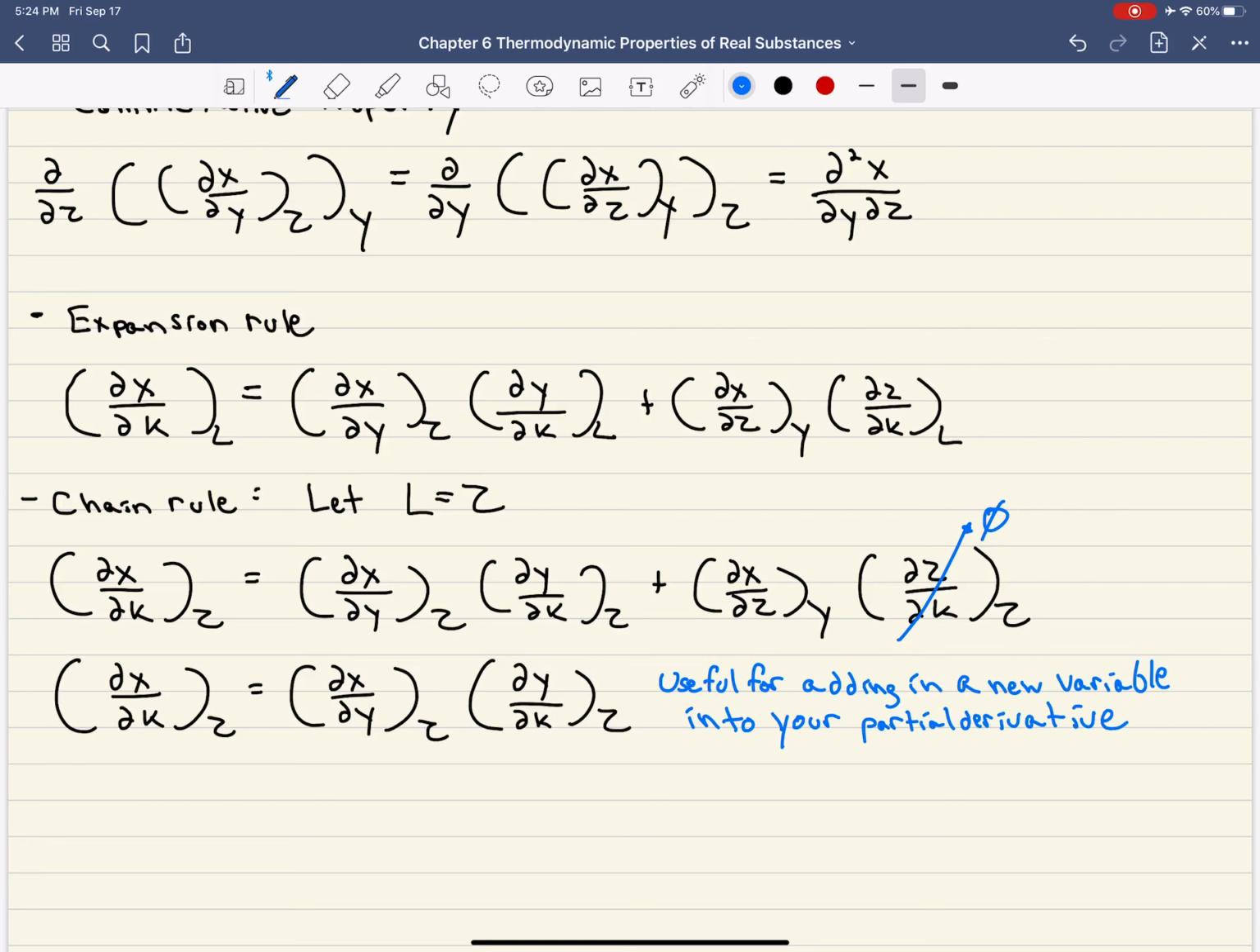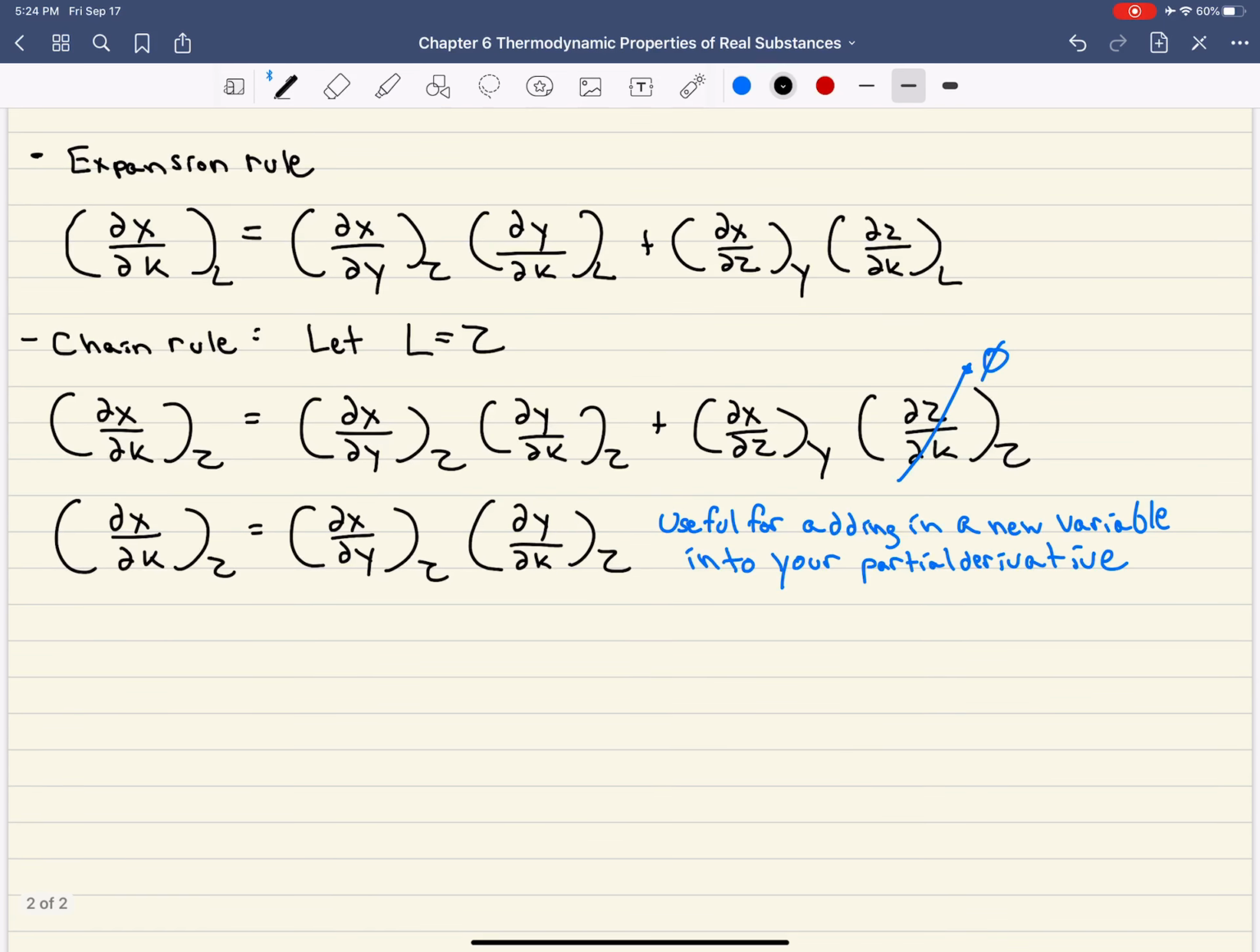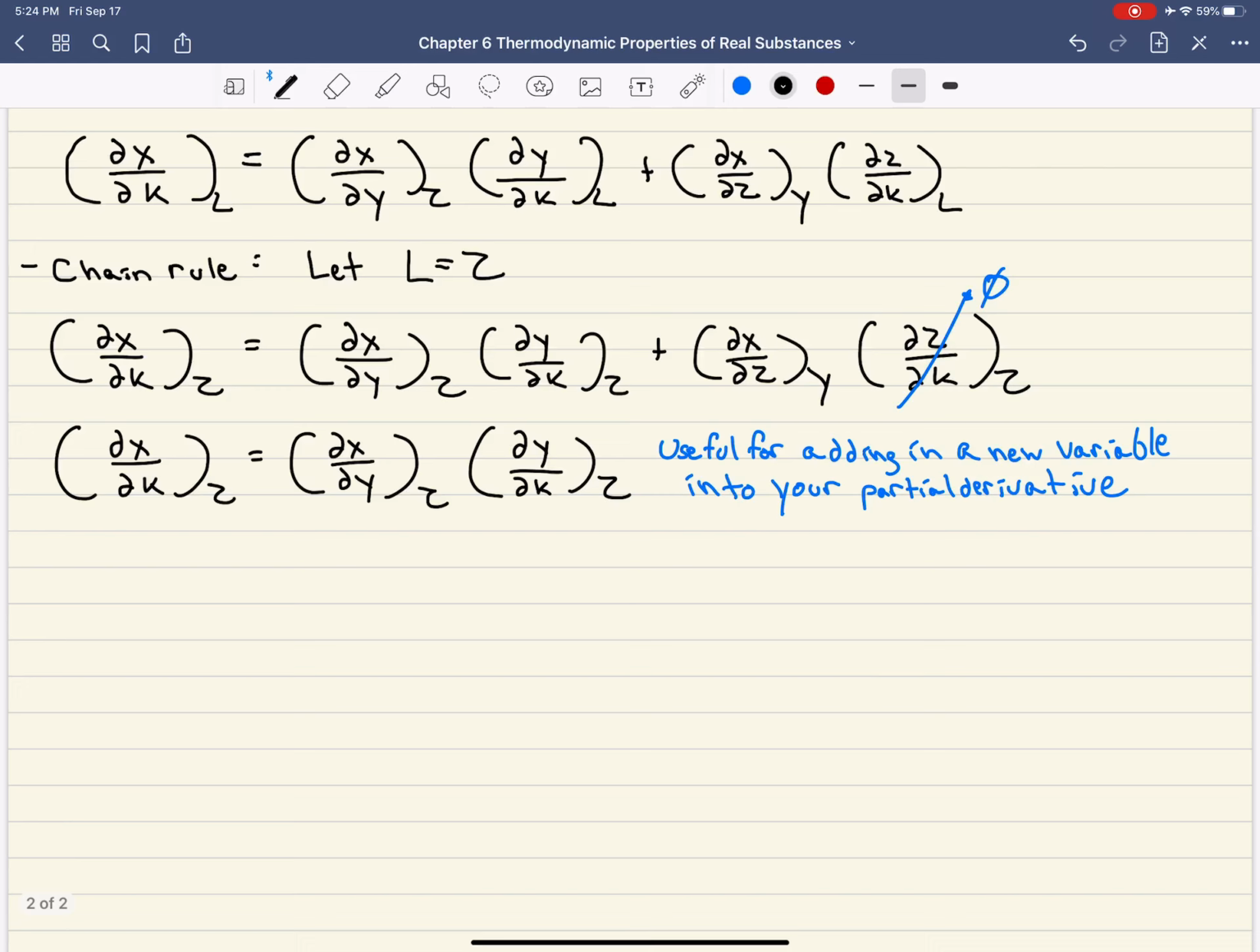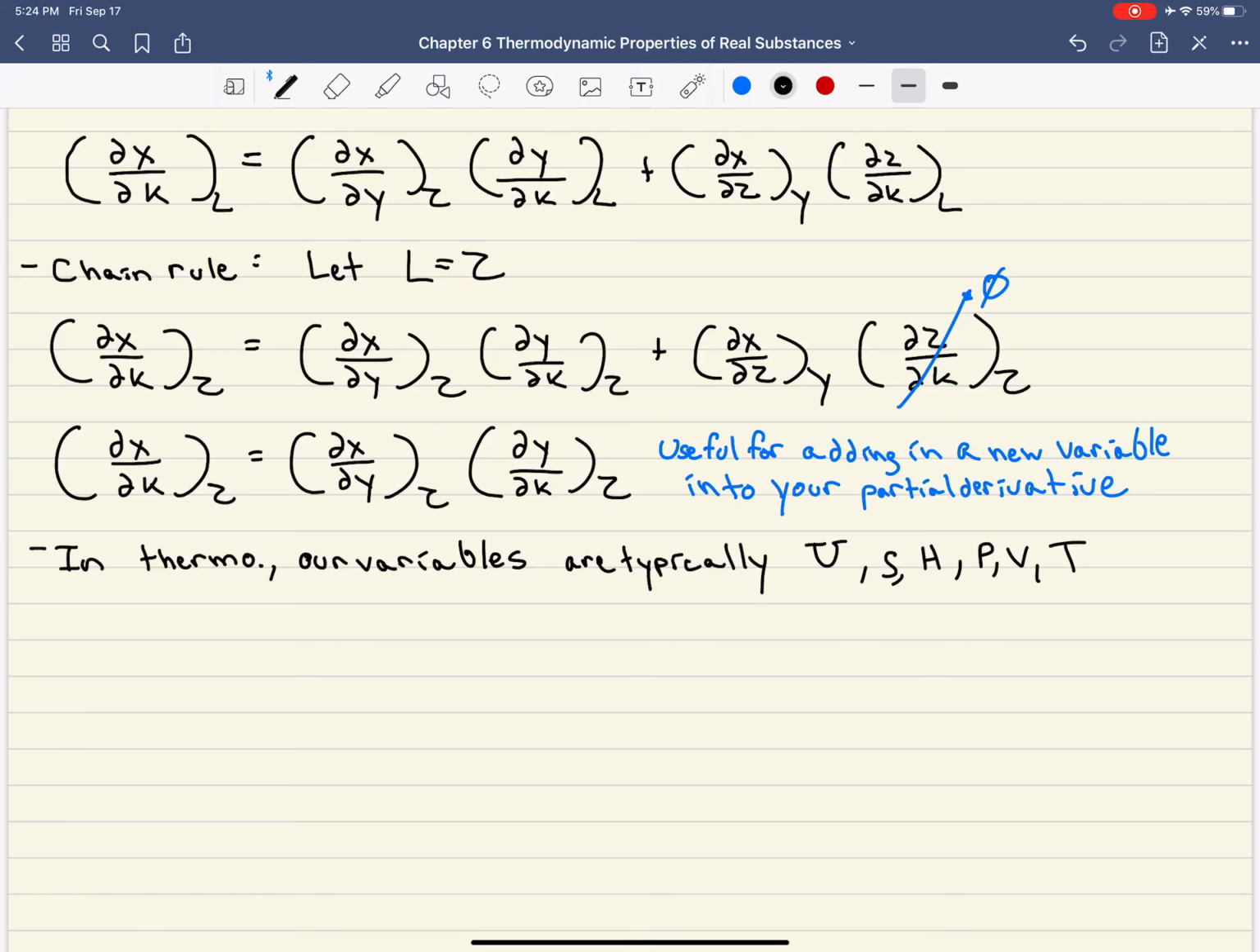In any case, I want to stress that so far I've only focused on math. I haven't mentioned anything about physics. This is just how partial derivatives work. These are different properties of partial derivatives. And so here I just used x, y, z, k, and l. But in thermodynamics, and especially the chemical engineering version of thermodynamics, our variables are typically internal energy, entropy, enthalpy, pressure, volume, and temperature, right? So instead of x, y, z, we would use some of those.